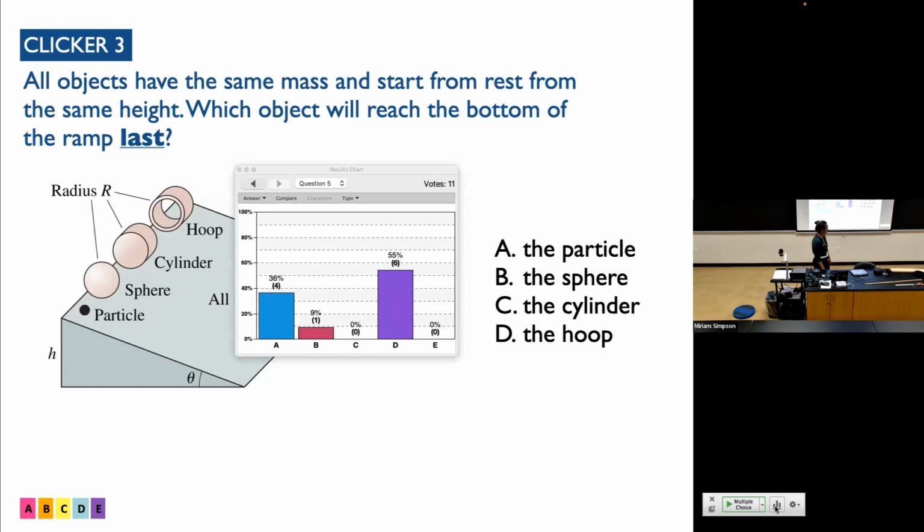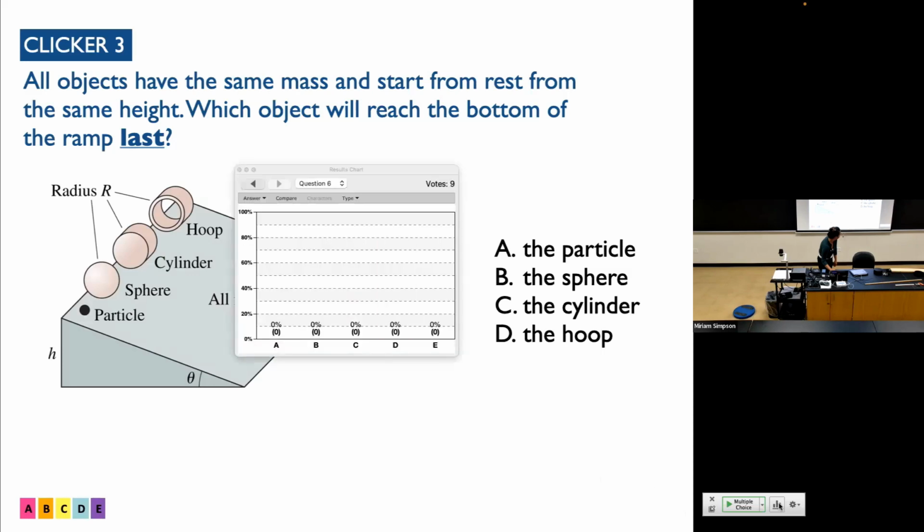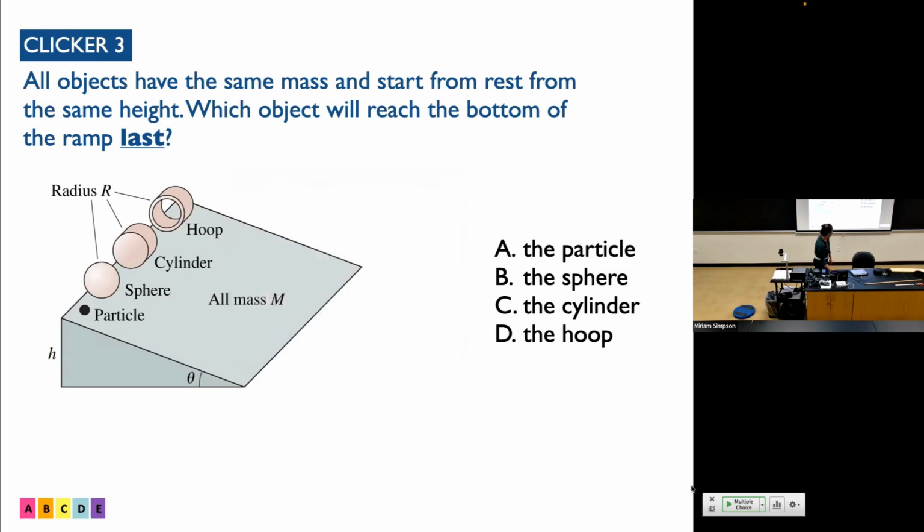I think it's A, B, or D. There's A, B, and C in the chat. So please discuss. We'll vote again. A or D? Okay. The answer is going to be D.